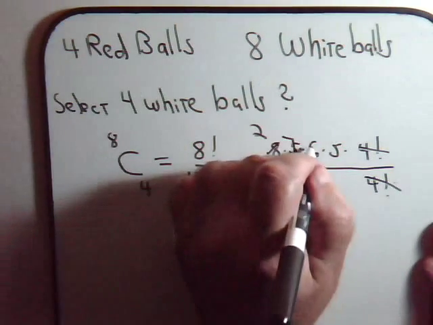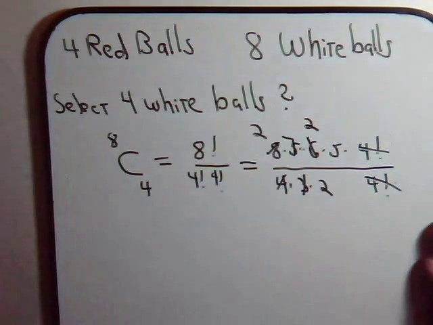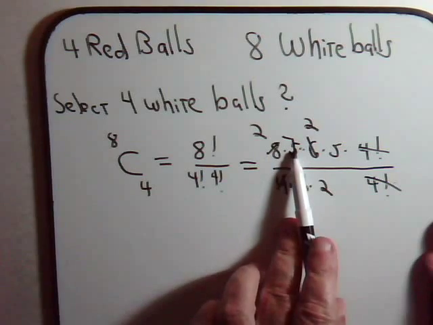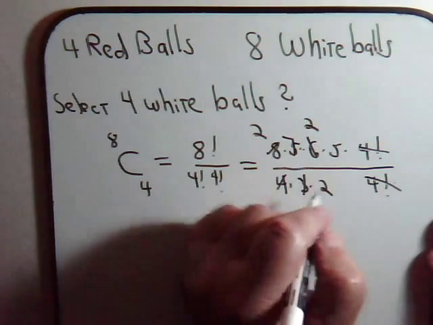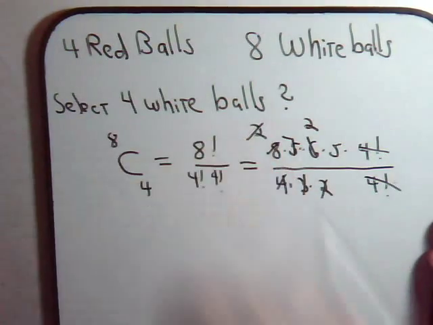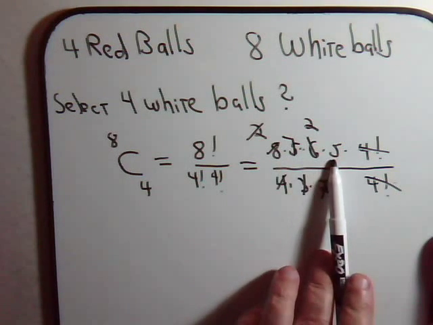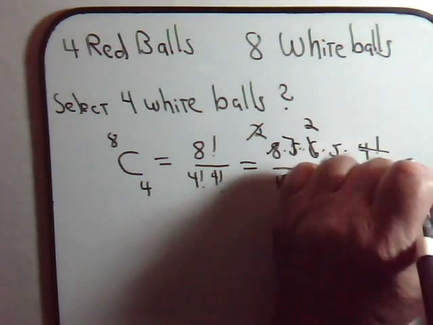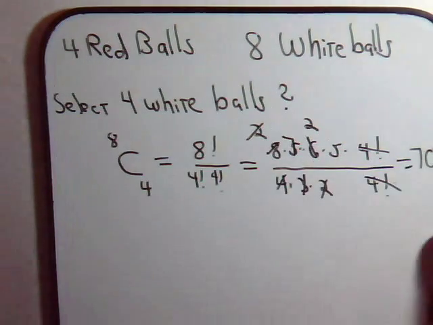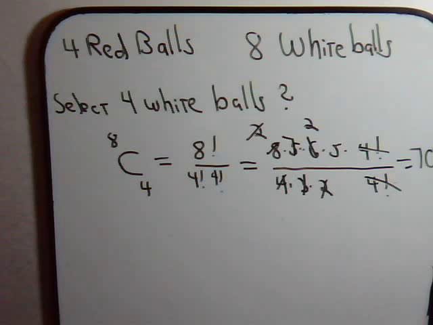3 goes into 6 2 times. So we have 2 times 7 is 14. Actually, these 2, those will cancel. So we have 7 times 5 is 35 times 2 equals 70 different ways that we could choose 4 white balls out of there.